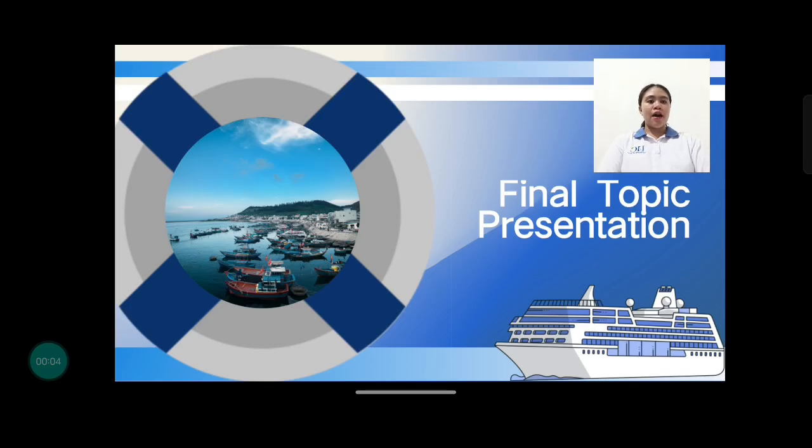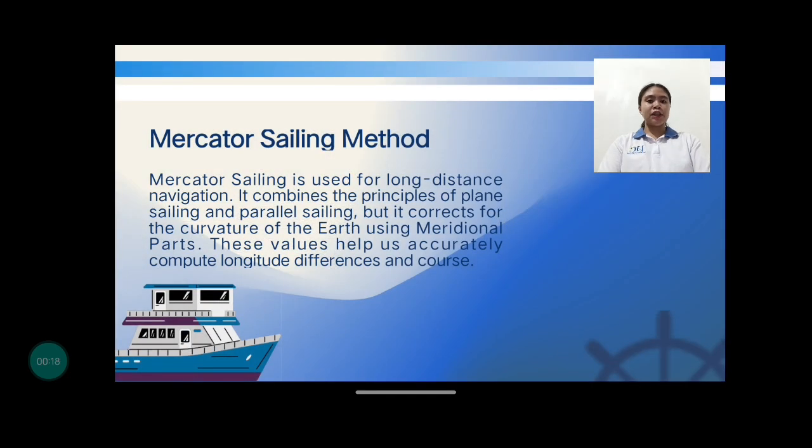Good day, sir. I will present the topic on Mercator Sailing and Composite Sailing, and I will explain when to use them and how to solve the problem step by step. So, our topic is all about Mercator Sailing and Method.